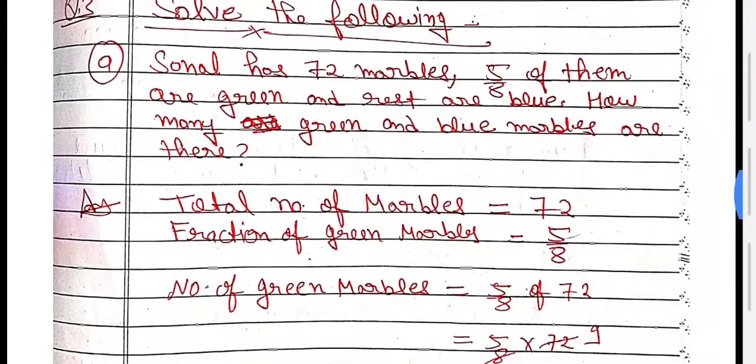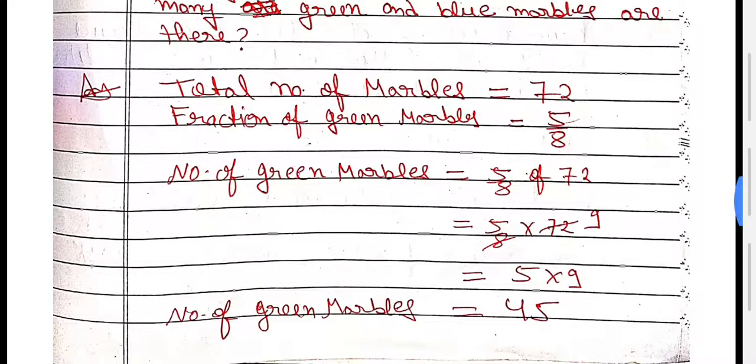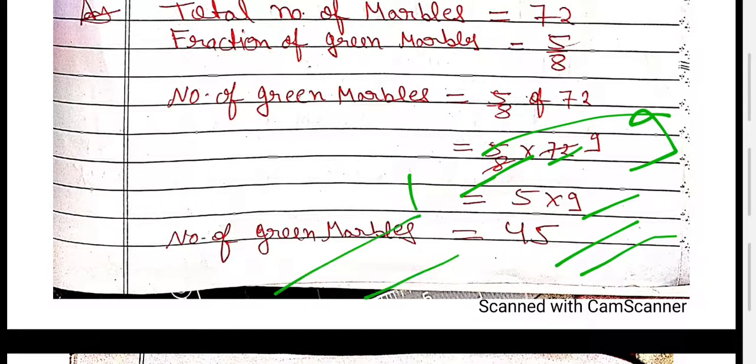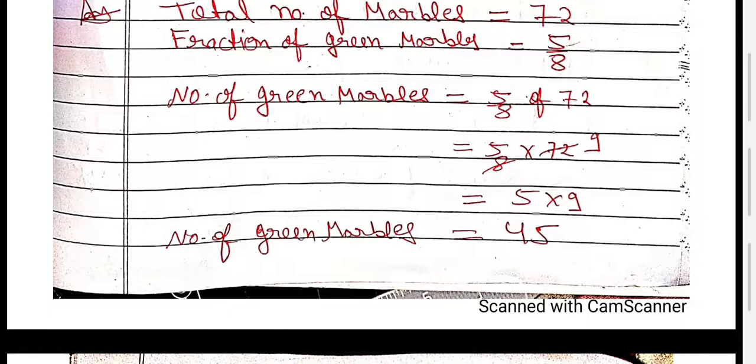Now just see the question. The question says that 5 upon 8 of them are green. What is the number of green marbles? 5 upon 8 of them. Them means total. So you write here: number of green marbles is equal to 5 upon 8 of total. Of you can write here as multiply. Write 72. Now 8 ones are 8, 8 nines are 72. What will you get? 5 into 9. It means 45. So the number of green marbles is 45.